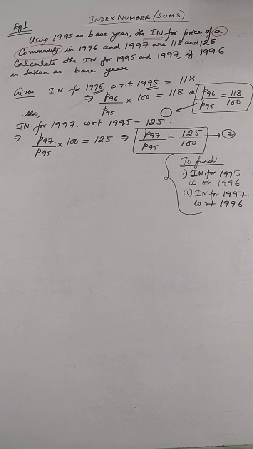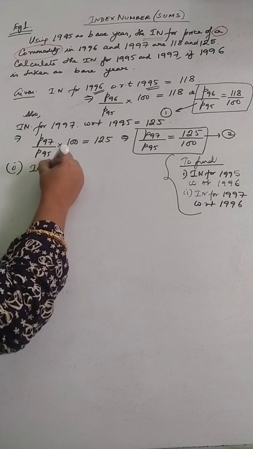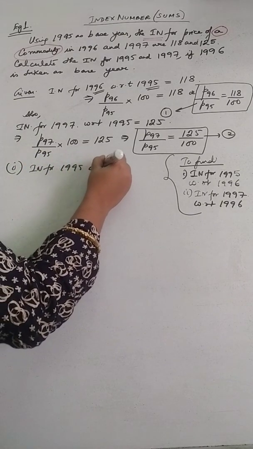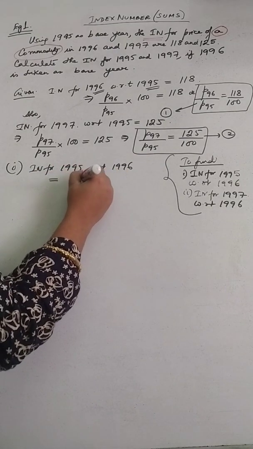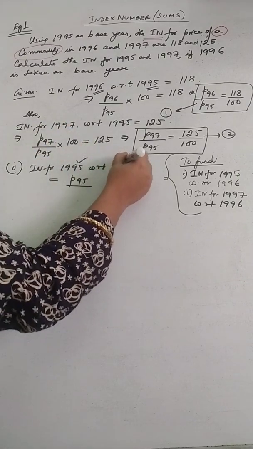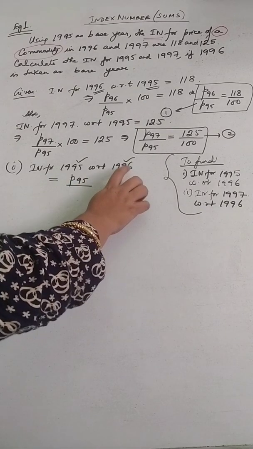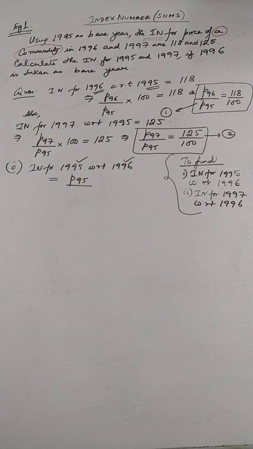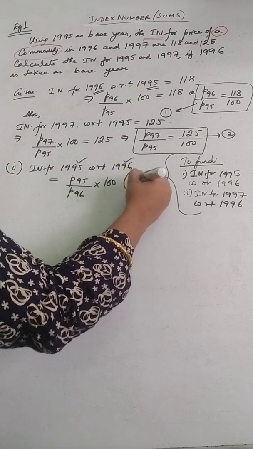So what do I need basically? In order to find the first subpart, the index number for 1995 with respect to 1996, according to the definition, will be equal to price in 95, because now this is your current year and this is your base year. The one which you're dealing with at present is your current year, and the past with respect to which you are comparing, even though 1996 comes after 1995, but you are comparing with respect to this, so therefore this will form the base year. So this is P95 by P96 into 100 by virtue of definition.